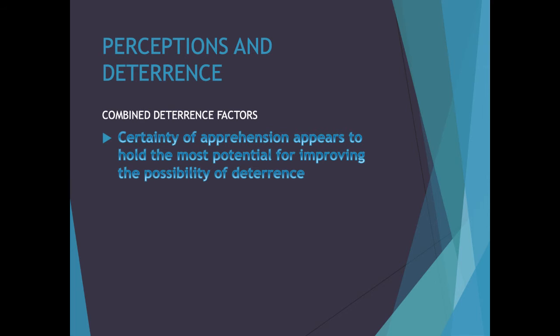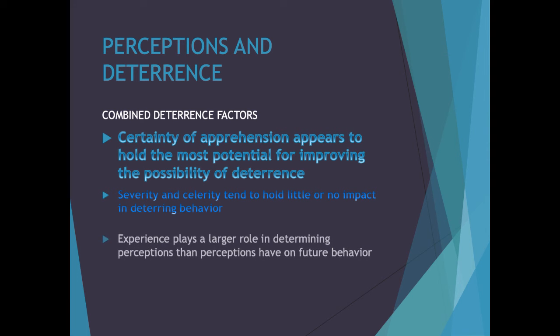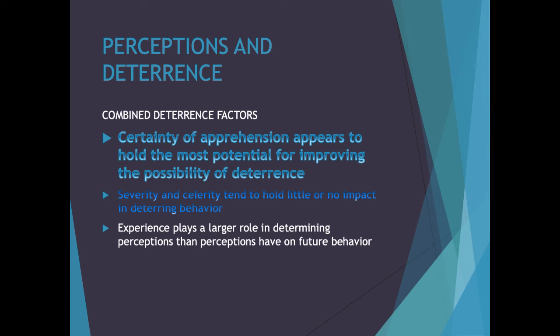All right, combined deterrence factors. So there is a certainty of apprehension. It does appear to hold the most potential for improving the possibility of deterrence. So if people know that they are going to get caught for doing something, then that is going to have a more deterrent effect than anything. The severity and the celerity tend to hold little or no impact in deterring behavior. So very interesting there. Experience plays a larger role in determining perceptions than perceptions have on future behavior. So that's a tongue twister, but very true. And perceptions do seem to have some deterrent impact for individuals.